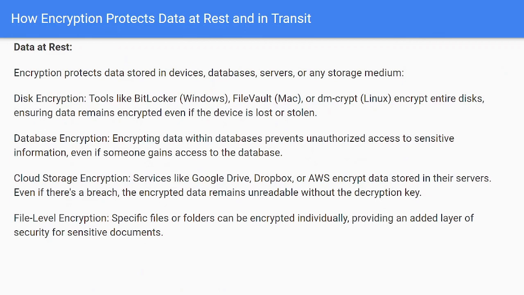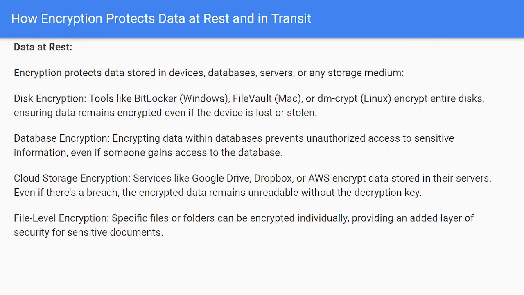So how does encryption protect data at rest or in transit? Data at rest means things that are stored on your devices, in databases, on the server, or on any storage medium. You understand? When you say data at rest, it means that data is not doing any work. Data is just being stored.